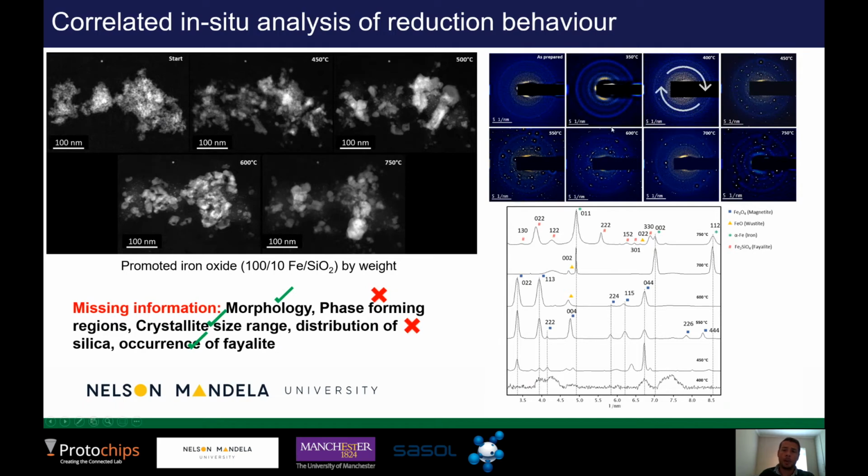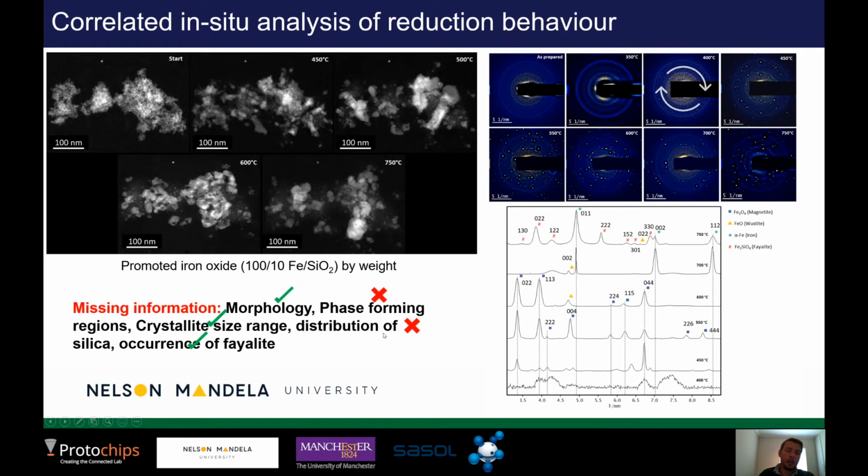And then by doing rotational averaging of these diffraction patterns, you can then, in a very similar way, generate electron diffraction spectra that you can go and use for phase identification in that area at or after the various reduction steps. So now we've got a better understanding of how the morphology changes. We've got a better understanding of the crystallite size ranges. And we've got some idea of these silicates forming in that area because we'd identified them from the electron diffraction data at the higher temperature end of the reduction.